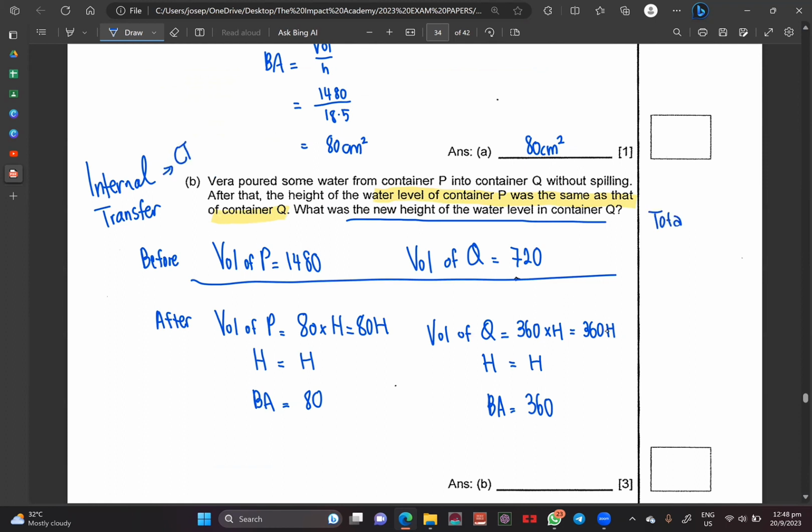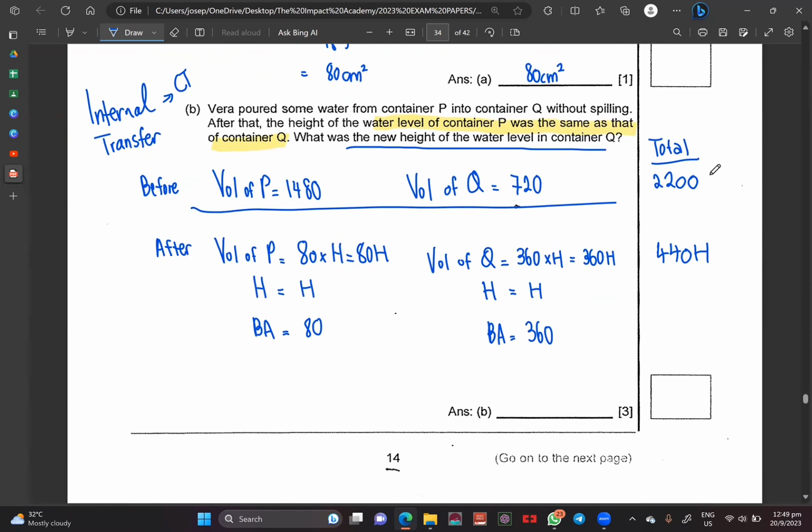So what we want to do is to write down that our total for before is actually 1,480 plus 720, and that gives me 2,200. Now, the total for after is also the same. However, I do not have the exact amount because I do not know what the height is. But you can be rest assured because the total doesn't change. So we can say that 440H is actually equal to 2,200. And we want to quickly find H, so all we need to do is just 2,200 divided by 440. When I do 2,200 divided by 440, we get an answer of 5 cm.